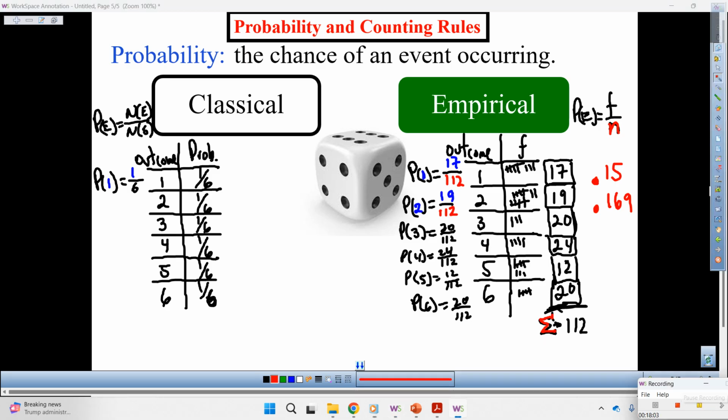All right, Amelia. P of 3, which is 20 over 112, is 0.178. P of 4, which is 24 over 112, is 0.214. P of 5, which is 12 over 112, that's 0.107. And P of 6, which is 20 over 112, is 0.178. All right? And you guys have your decimals, yes?